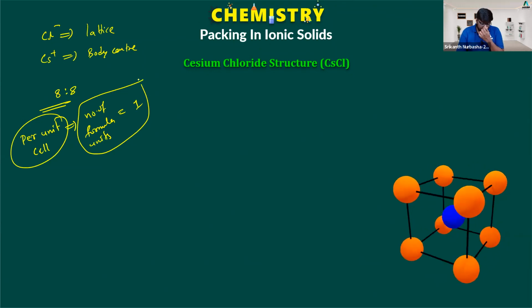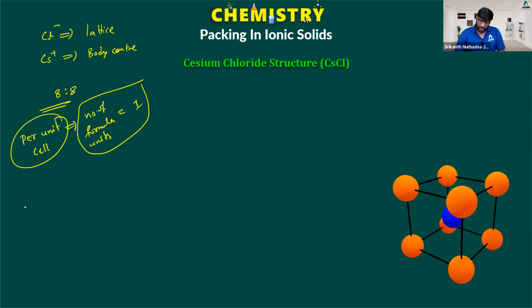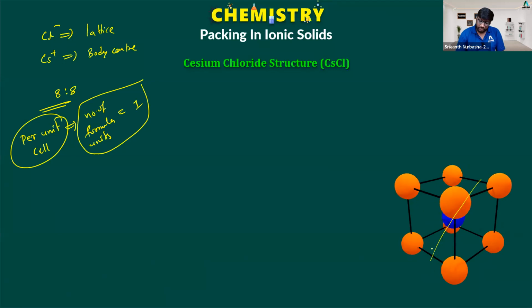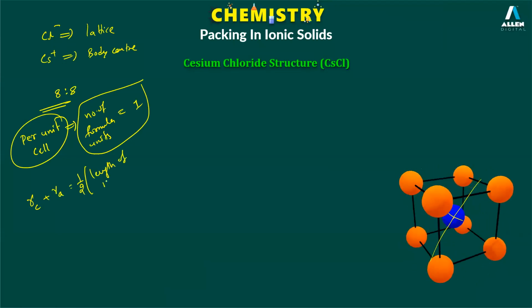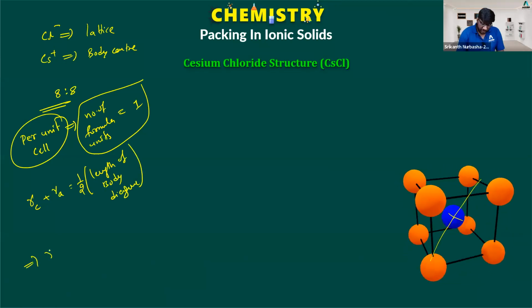So 1. What is the relation of radius of cation plus radius of anion? Can I say this is exactly half of the length of the body diagonal or not? If I try to compare the radius of cation plus radius of anion, it is half of the length of the body diagonal. That means radius of Cl minus plus radius of Cs plus is equal to half of root 3a.